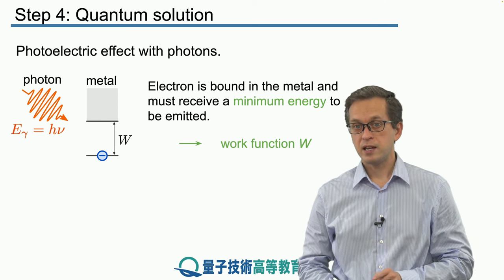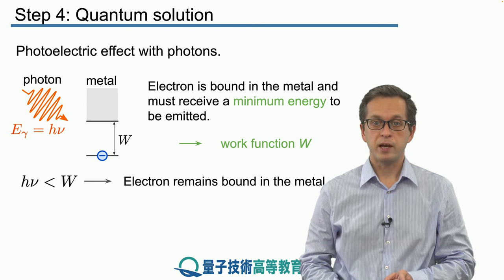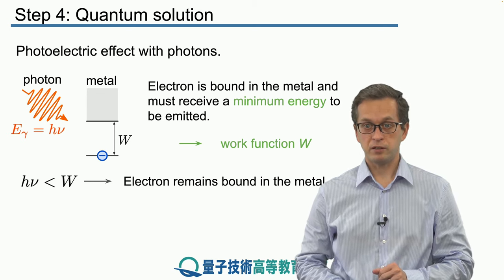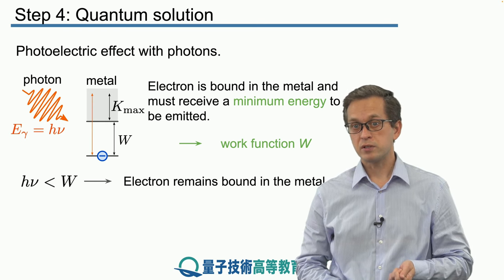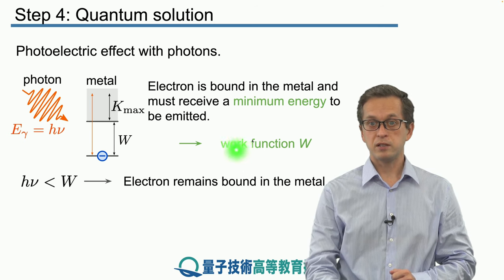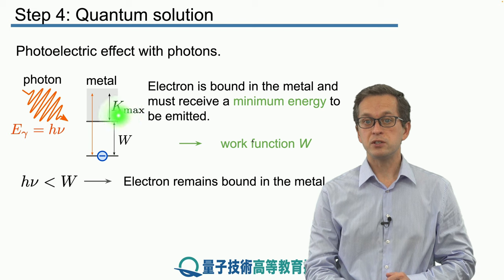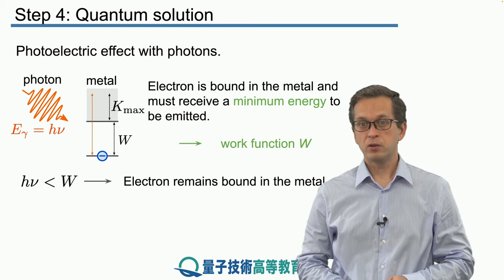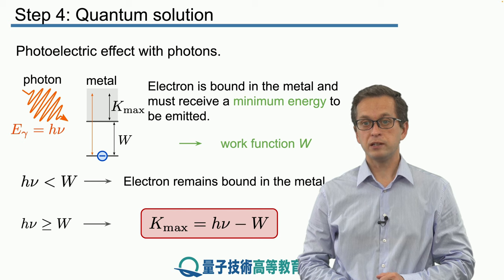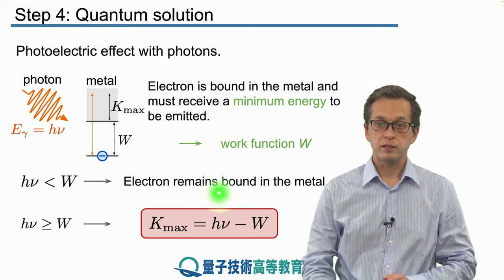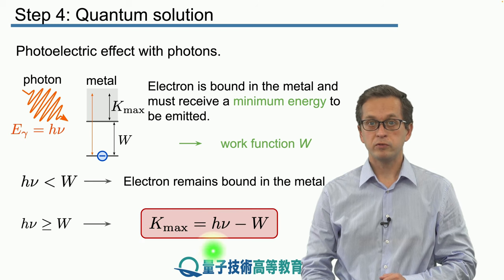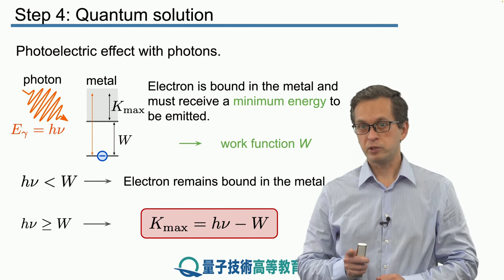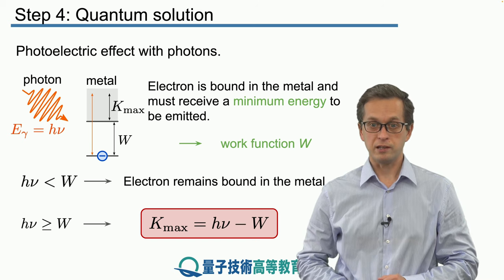If this frequency, or this energy, is such that E gamma, which is given by h times nu, is less than W, then nothing happens. The electron remains bound in the metal and does not get ejected. On the other hand, if the photon has high enough frequency, meaning that its energy is larger than W, as we can see by this orange arrow here, then it has enough energy to overcome this binding energy given by W and gets ejected from the metal. Furthermore, the kinetic energy of such an ejected electron is given by the following relationship, where its maximum energy is given by h nu, the energy of the photon, minus the work function W. Very simple relationship indeed, but with far-reaching consequences, as we will see in the following couple of slides.